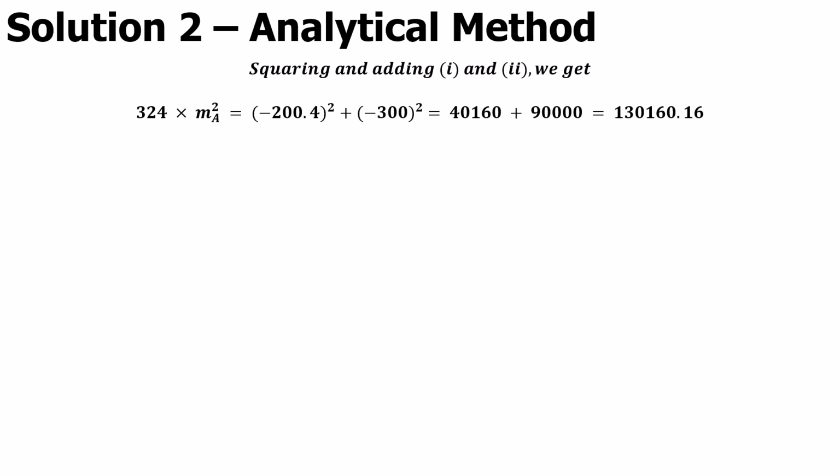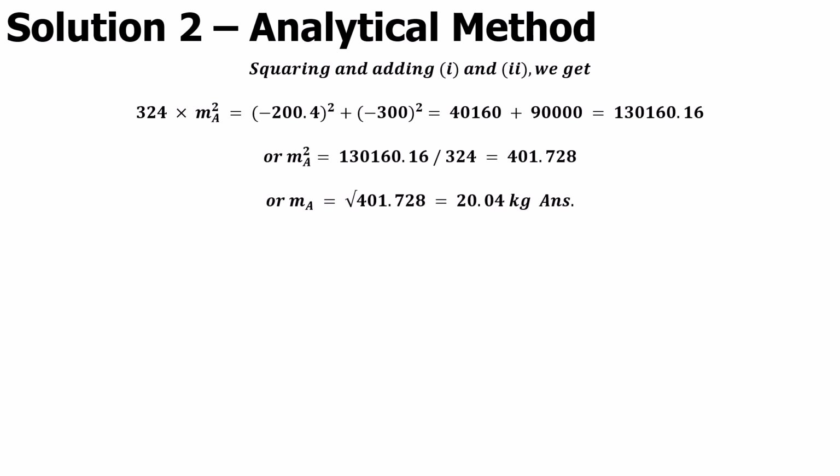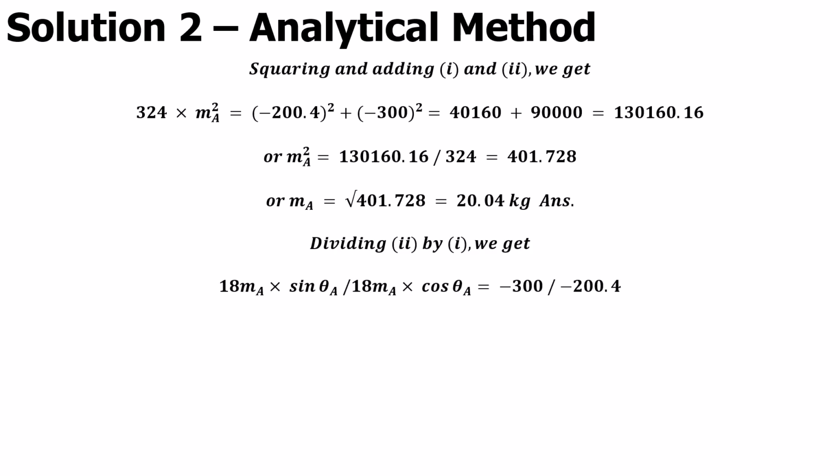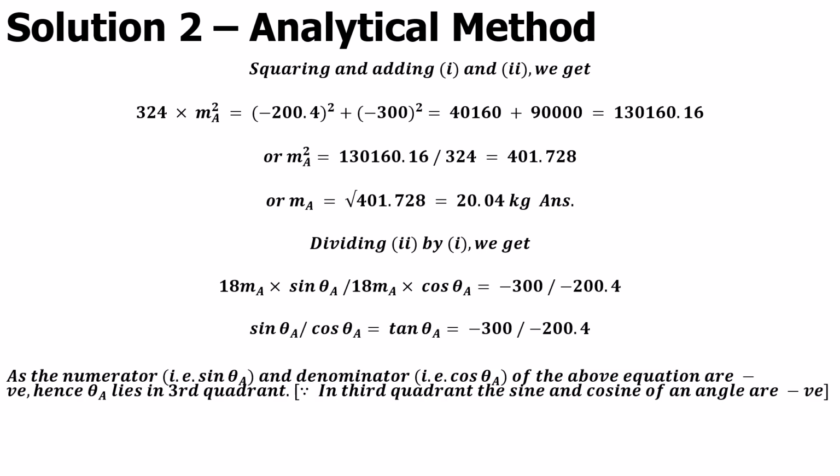So squaring and adding equations 1 and 2, we can get the value of MA, which is equal to 20.04 kilograms. Also, by dividing equation 2 by 1, we can get the value of the angle theta A, which is equivalent to 236.25 degrees.